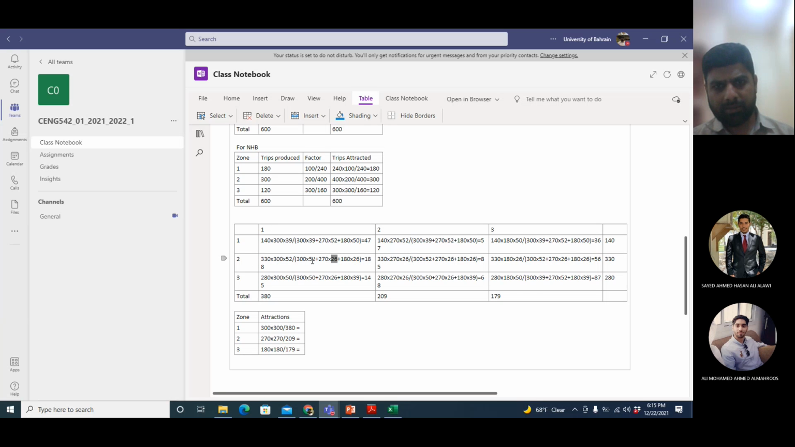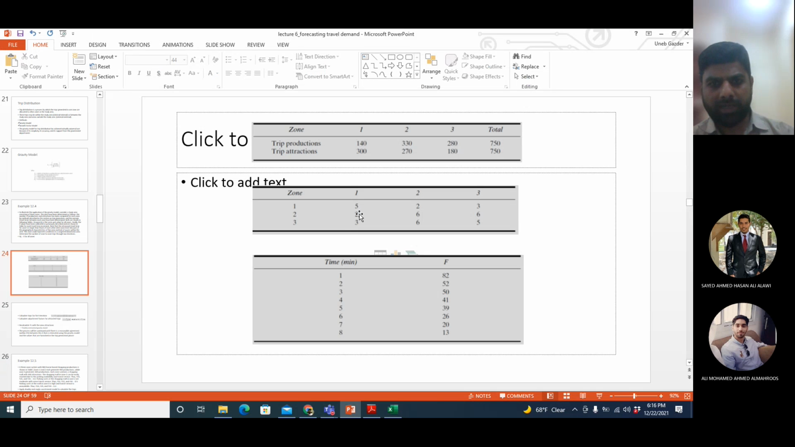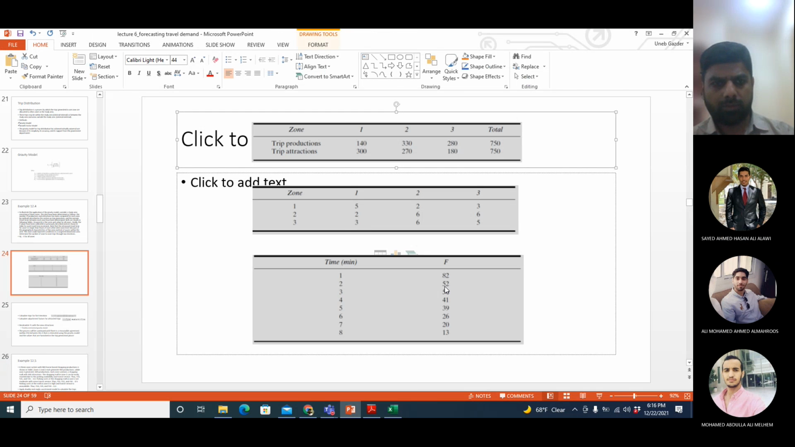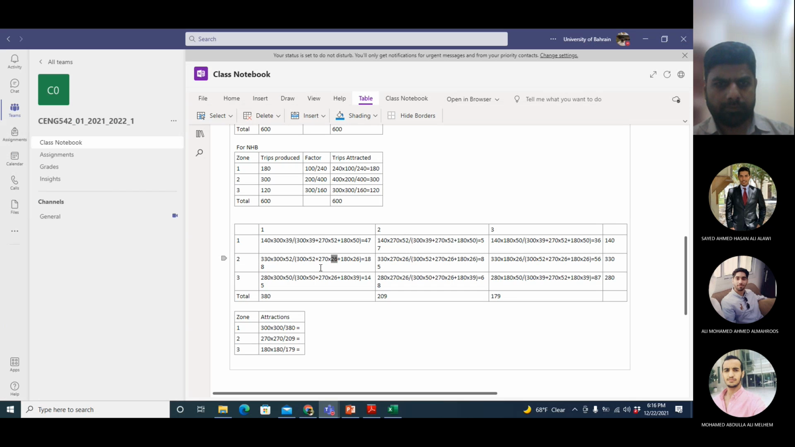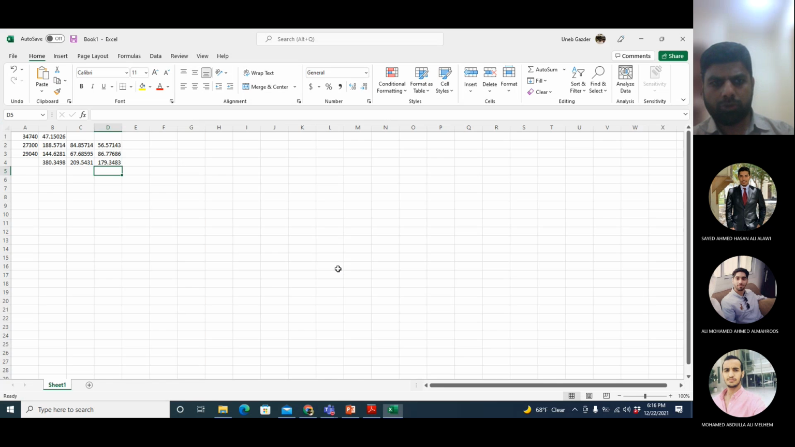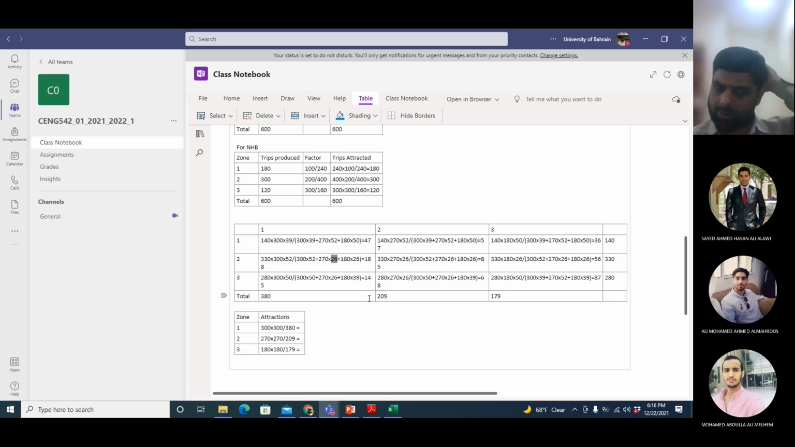So 2 to 1, the travel time is 2 minutes, so the factor should be 52. Okay, and then this one should be from 2 to 2. So 2 to 2, the travel time is 6, and the factor should be 26. Similarly 2 to 3, the travel time is 6, so the factor should be 26. Okay, and so on and so forth.